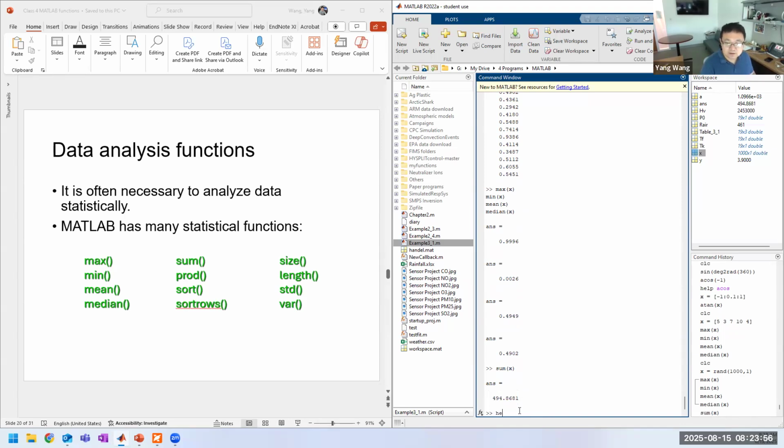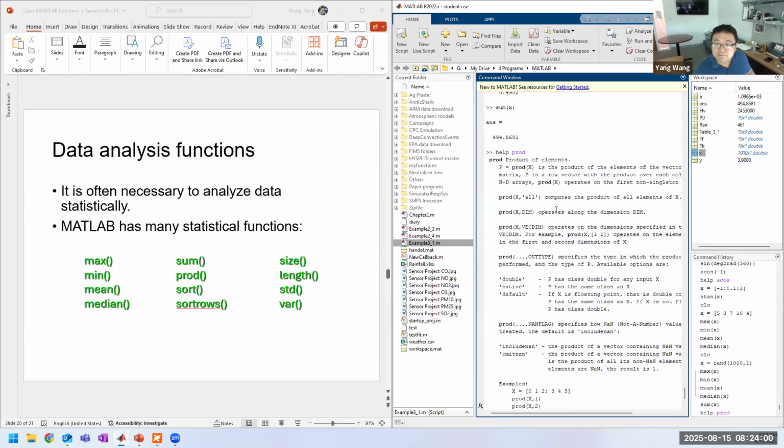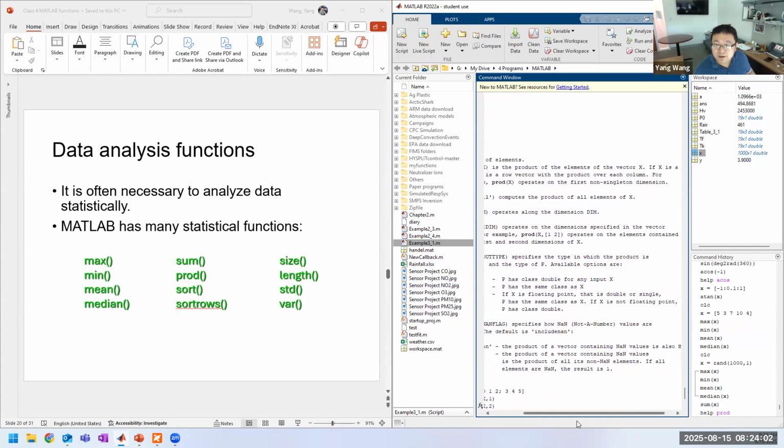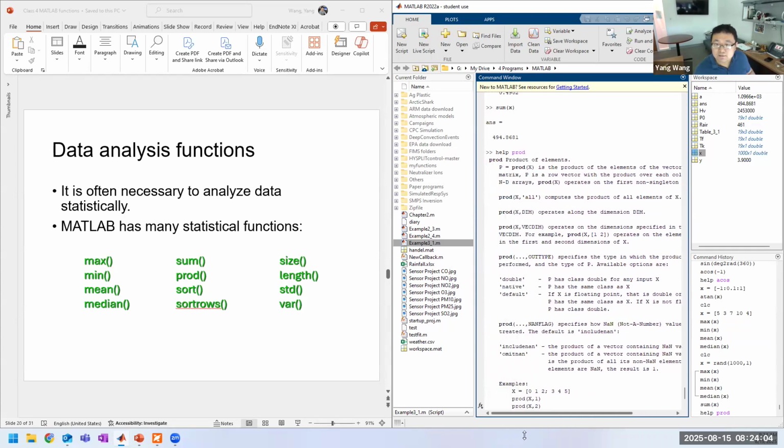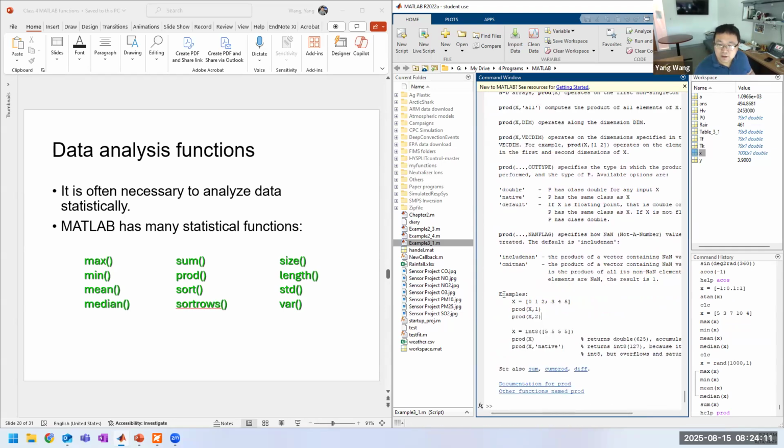So the prod, I think I need to check what the function does, right? The prod is the product of the vector x, right? If x is a matrix, P is a row vector with the product of each column. So basically, here's an example.